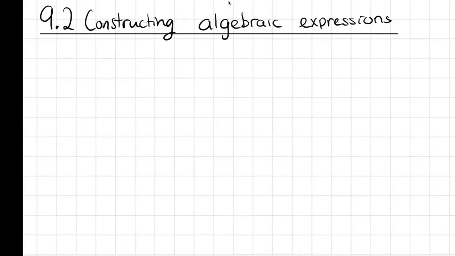So if we're looking at exercise 9.2, or this is Coursebook 9, where we are learning how to construct an algebraic expression. We need to learn how to make an algebraic expression based on statements given to us. Whenever we have an algebraic expression, every single letter that is mentioned there represents an unknown.